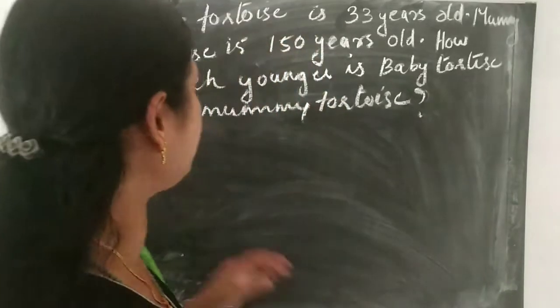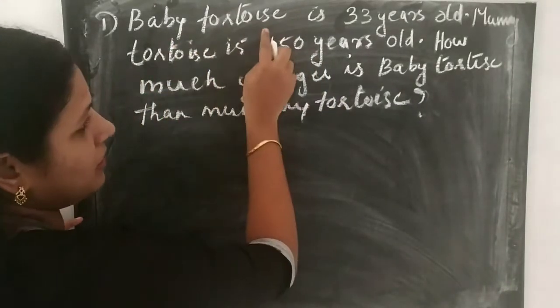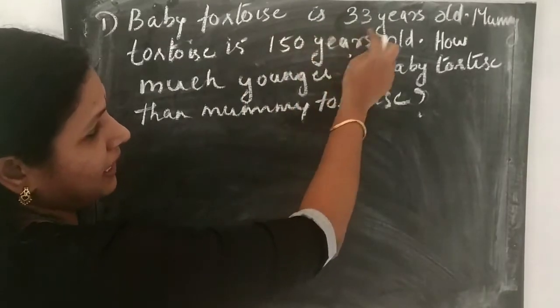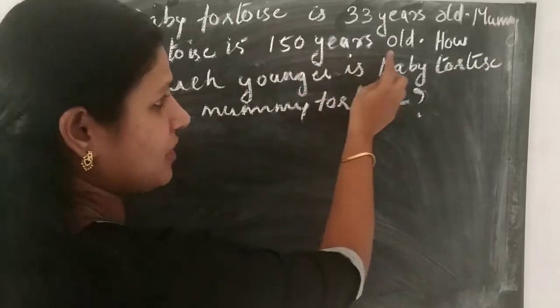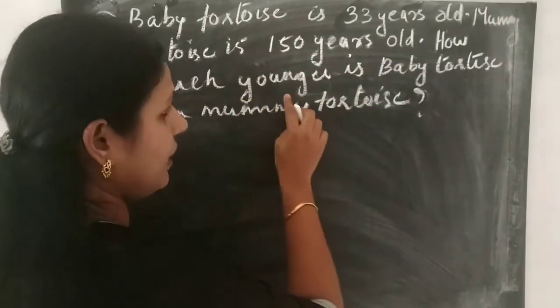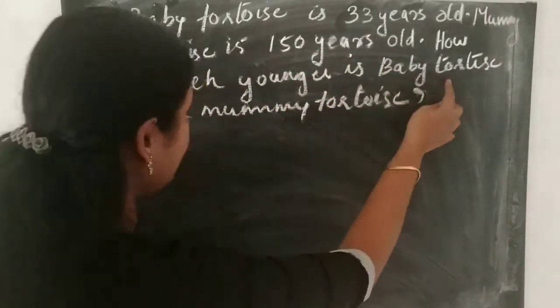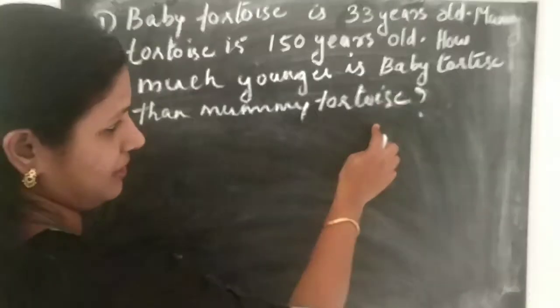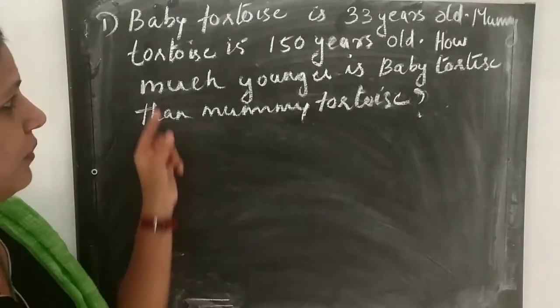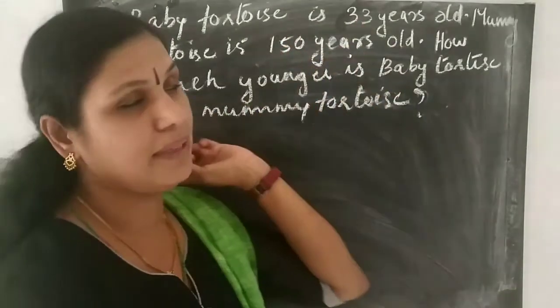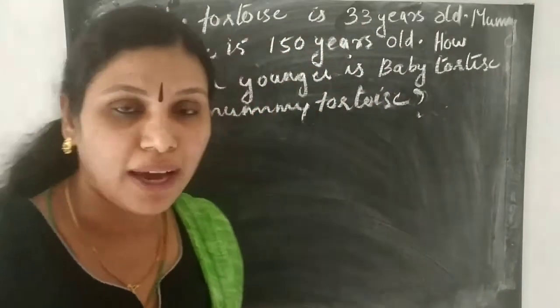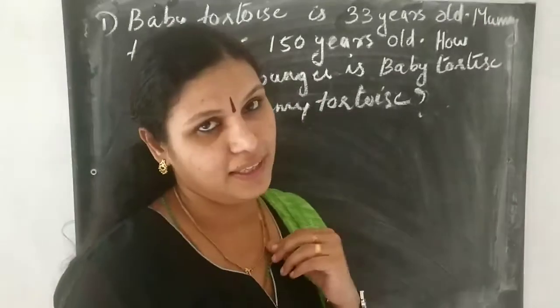Now our first question is: baby tortoise is 33 years old. Mummy tortoise is 150 years old. How much younger is baby tortoise than mummy tortoise? So here the ages of baby tortoise and mummy tortoise are given. We have to find how much younger it is.